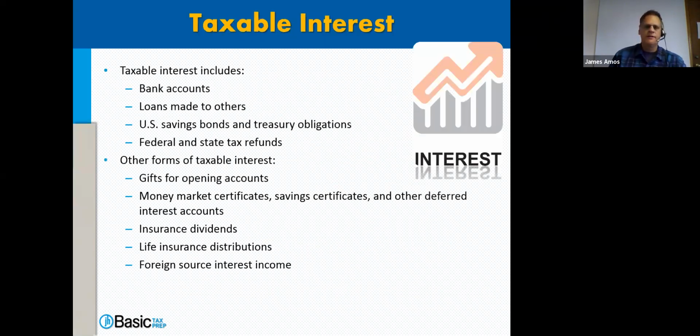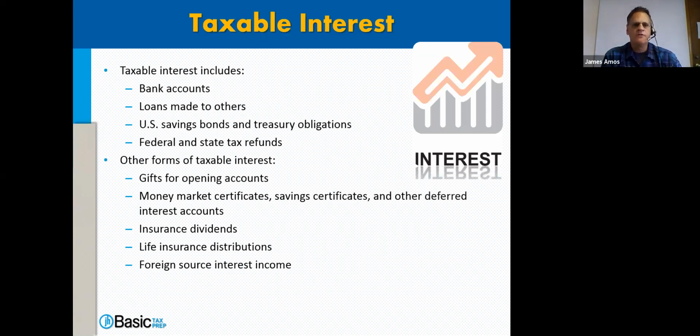Now, taxable interest. This is where the rubber meets the road. We've got to know what's taxable and what's not. Taxable interest includes things like bank accounts and loans made to others. You might even make a personal loan. You loan somebody $100 and they pay you $110 back. The $100 that comes back is your basis, or your principal in the loan, and the $10 is interest, the extra amount you made for making the loan.